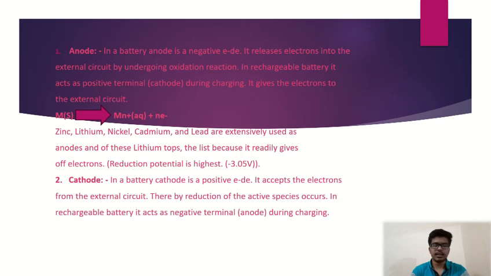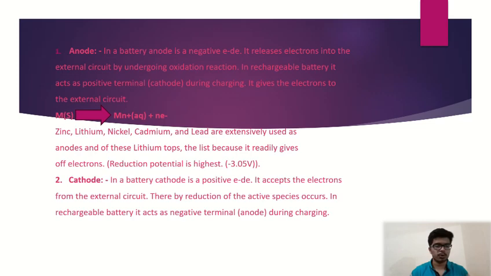For example, zinc, lithium, nickel, cadmium and lead are extensively used as anodes, and lithium tops the list because it readily gives off electrons. Its reduction potential is highest. As it says, anode is a negative electrode. But in a rechargeable battery, it acts as a positive terminal where it undergoes oxidation reaction.